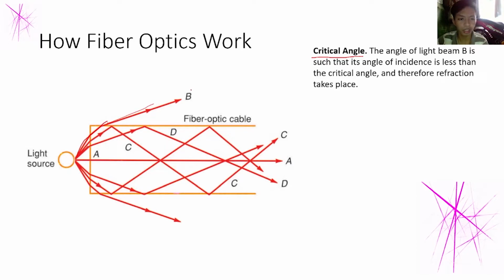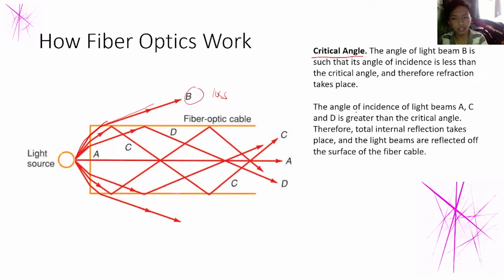Okay, so B is considered as loss, and therefore refraction takes place. Compared to B, A, C, and D have a greater angle, so total internal reflection takes place and the light beams are reflected off the surface of the fiber tube. So the ones that made it through are C, A, and D. But the most desirable in this one would be, of course, A, since it travels in a straight path.